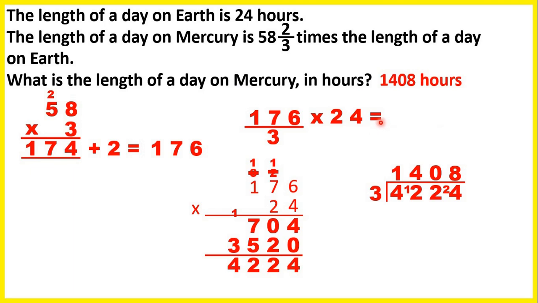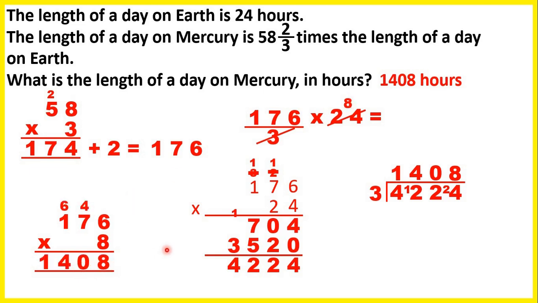Now, I said there was a shortcut here, and what we could do, because 24 is a multiple of 3, is just divide 24 by 3, so that's 8. Instead of multiplying by 24 and then dividing by 3, we could just multiply 176 by 8, and that would give us the same answer.